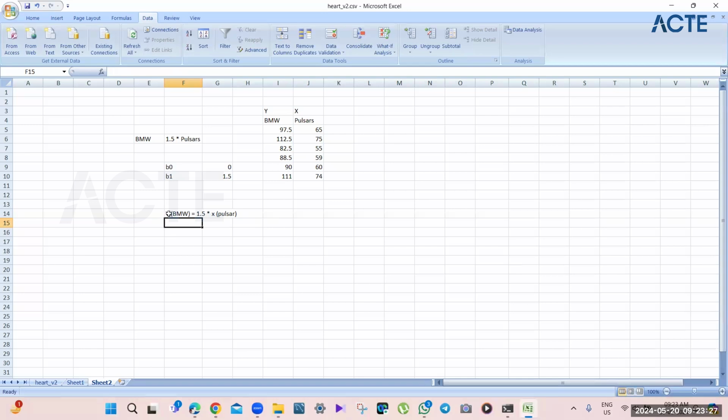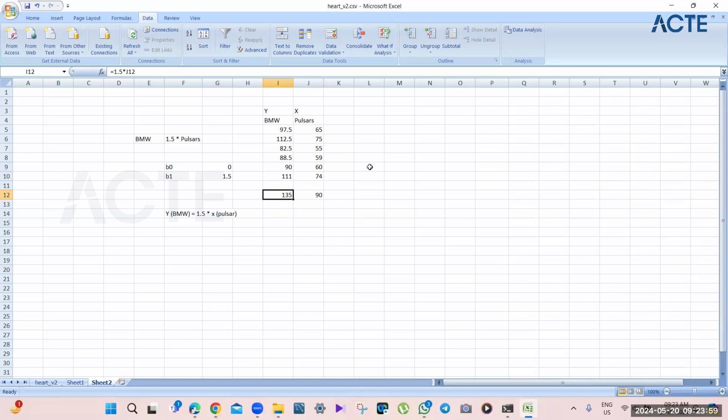So this is a linear regression equation. Tomorrow, if I have a new value of Pulsar, let's say at 90 kilometers, then using the same formula, I can deduce what will be the value of BMW.